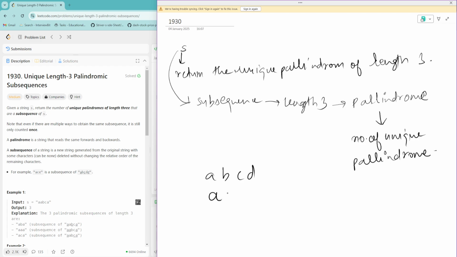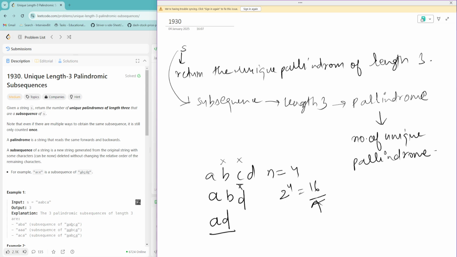a, we can take b. Let's suppose we want to skip c, we can skip c. Another case would be if we want to take A and we don't want to take B and C, we can definitely do that. So for every element, we have a choice to include it in a subsequence or not. So if we consider a string of length 4, then our total subsequences are 2 raised to power 4, that is basically 16.